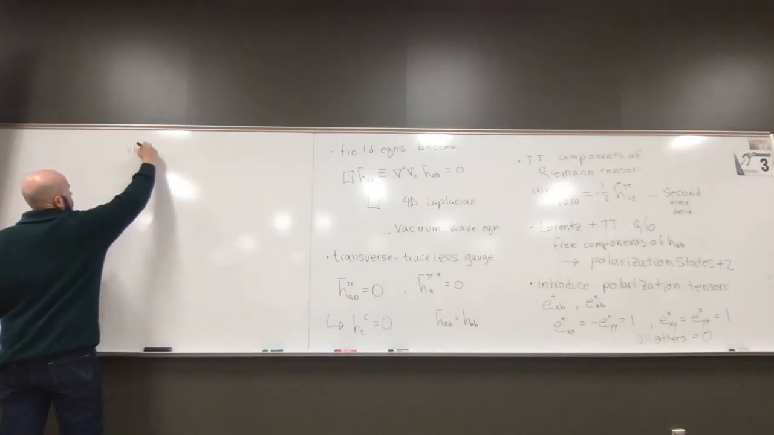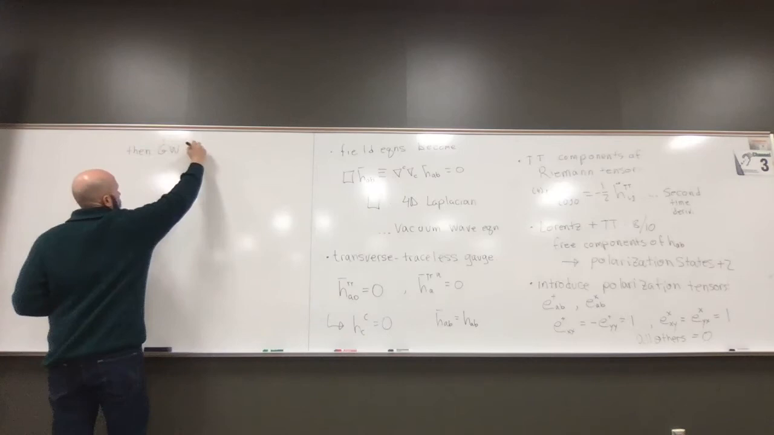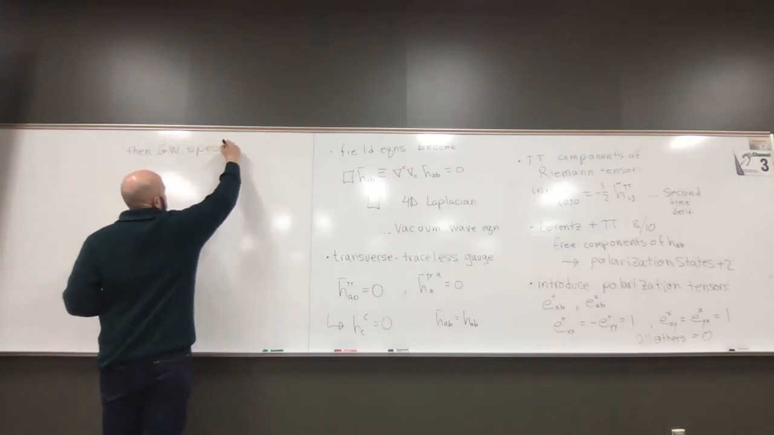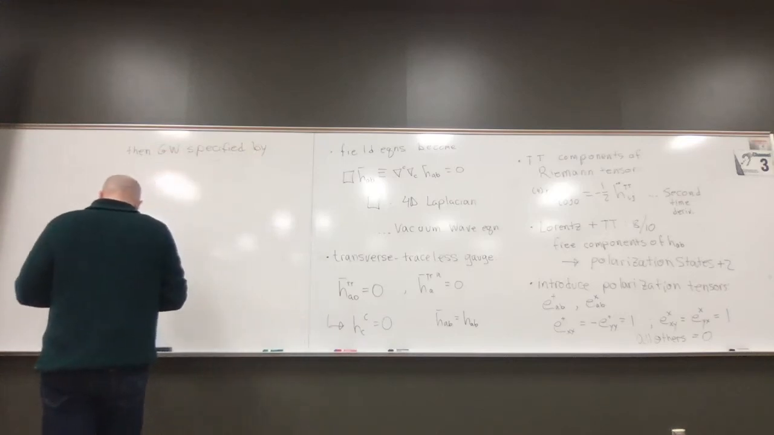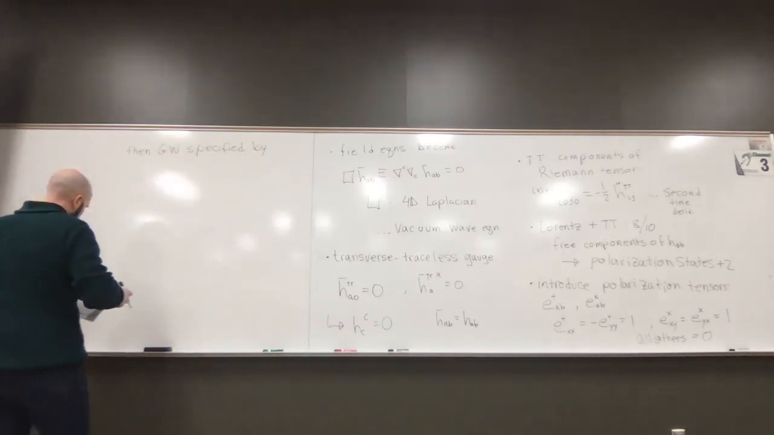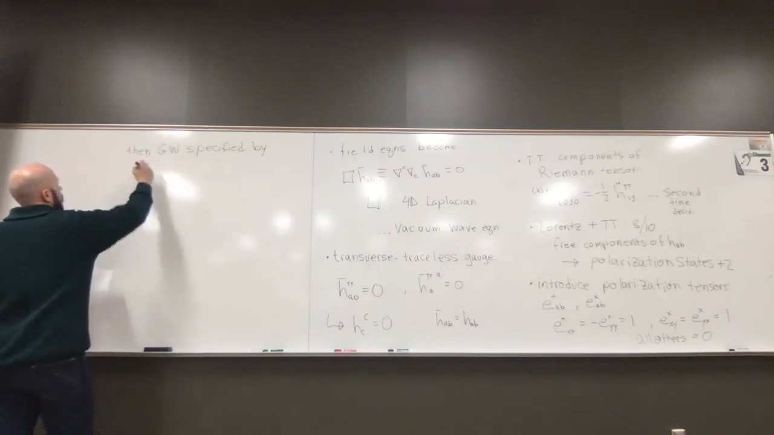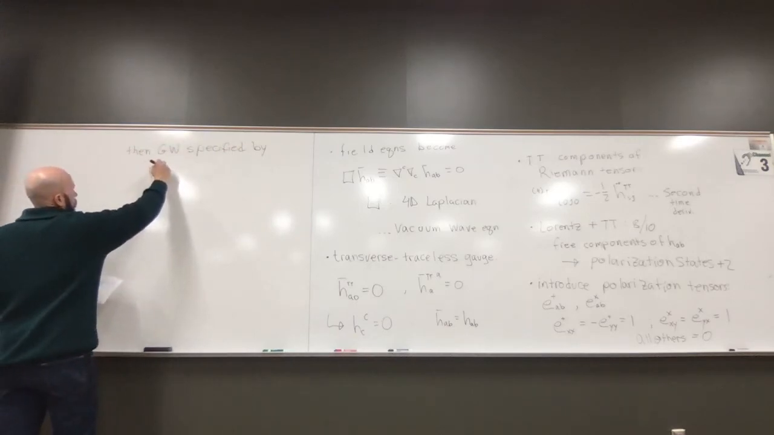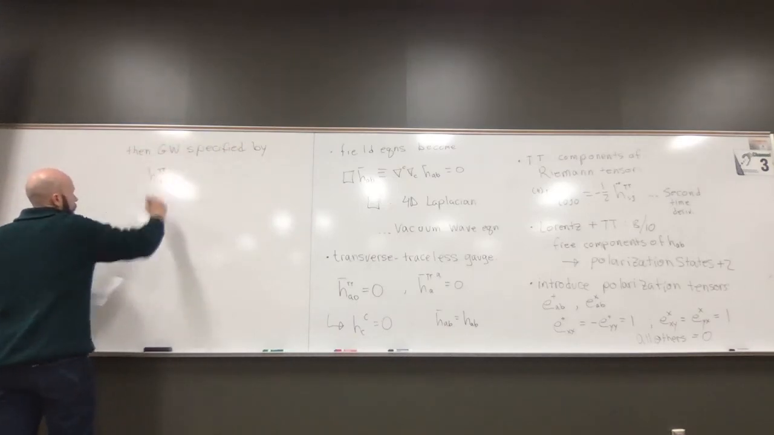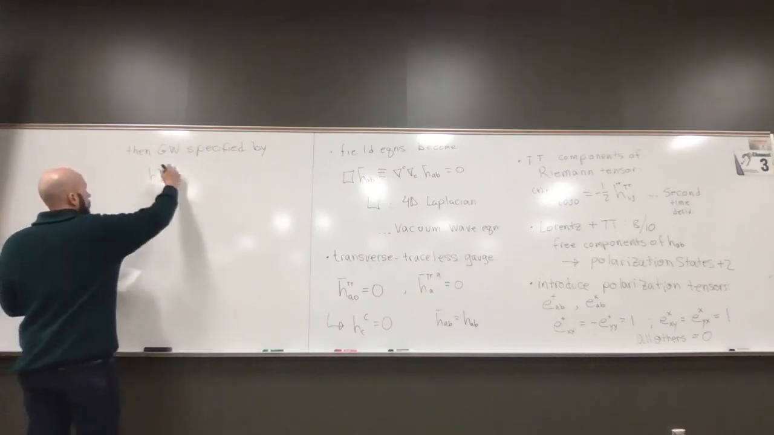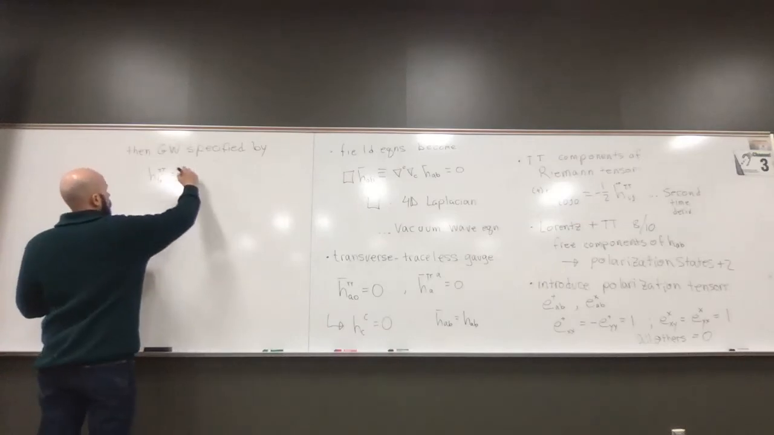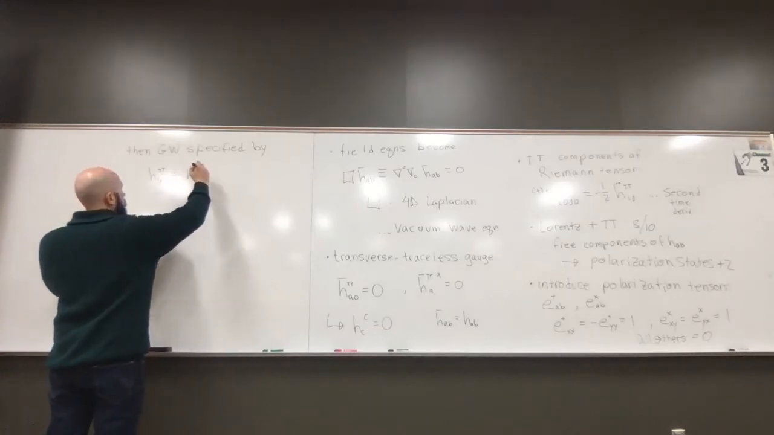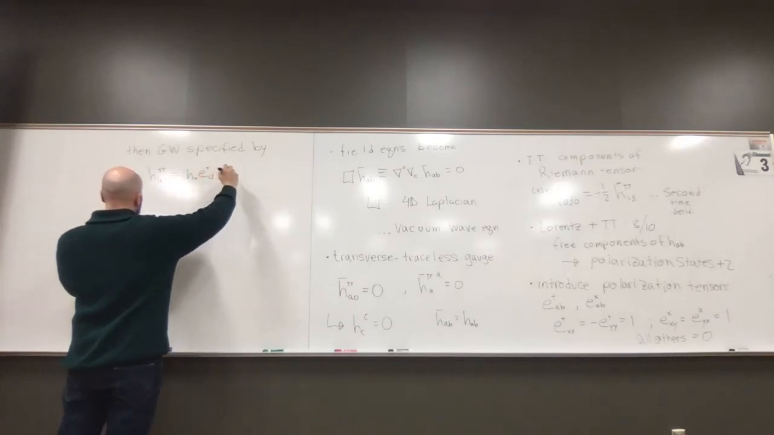Then my gravitational wave is specified by, please turn to the page, the spatial components of the transverse traceless metric perturbation. And taking into account the polarization, I'm going to introduce some polarization amplitudes H plus, E plus, IJ.